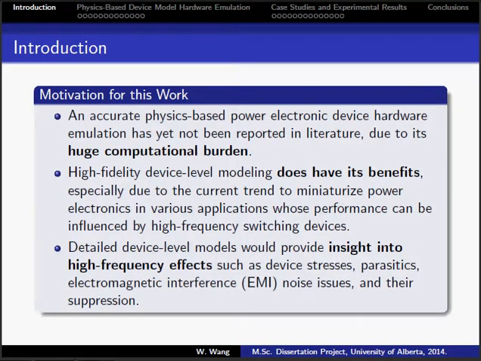There are several motivations for this work. First, an accurate physics-based power electronic device hardware emulation has not yet been reported in literature due to its huge computational burden. Second, high-fidelity device-level modeling does have its benefits, especially given the current trend to miniaturize power electronics in various applications whose performance can be influenced by high-frequency switching devices. Third, detailed device-level models would provide insight into high-frequency effects such as device stresses, parasitics, electromagnetic interference, noise issues, and their suppression.